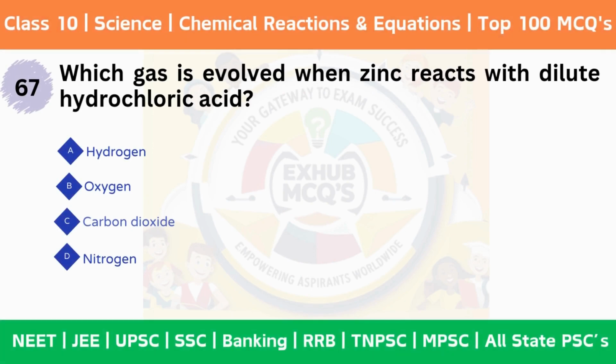MCQ 67. Which gas is evolved when zinc reacts with dilute hydrochloric acid? Option A, hydrogen. Option B, oxygen. Option C, carbon dioxide. Option D, nitrogen.